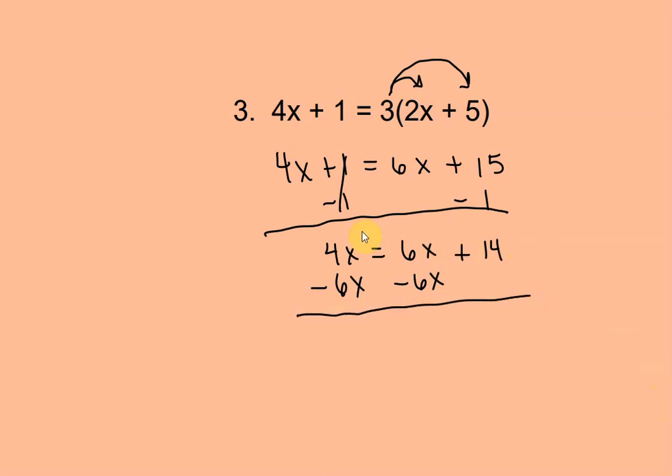So now I have 4x minus 6x. That would give me a negative 2x equals 14. And then once again, we divide. So I'm going to divide by negative 2. And that gives me x equals negative 7.